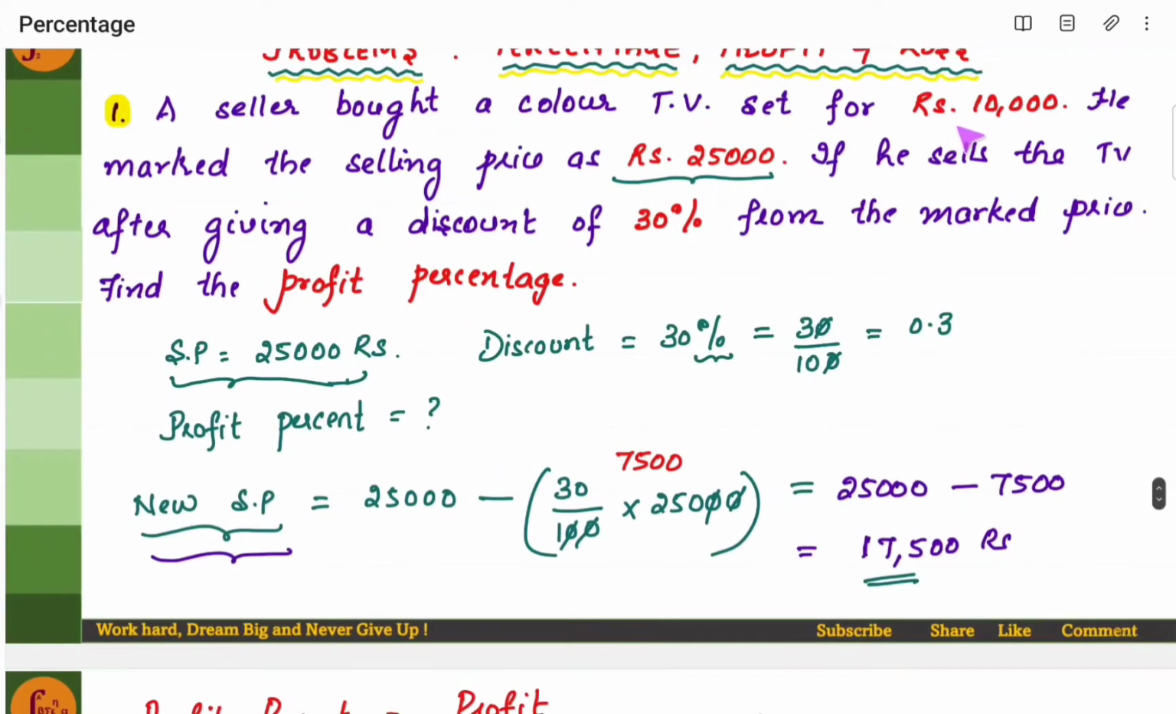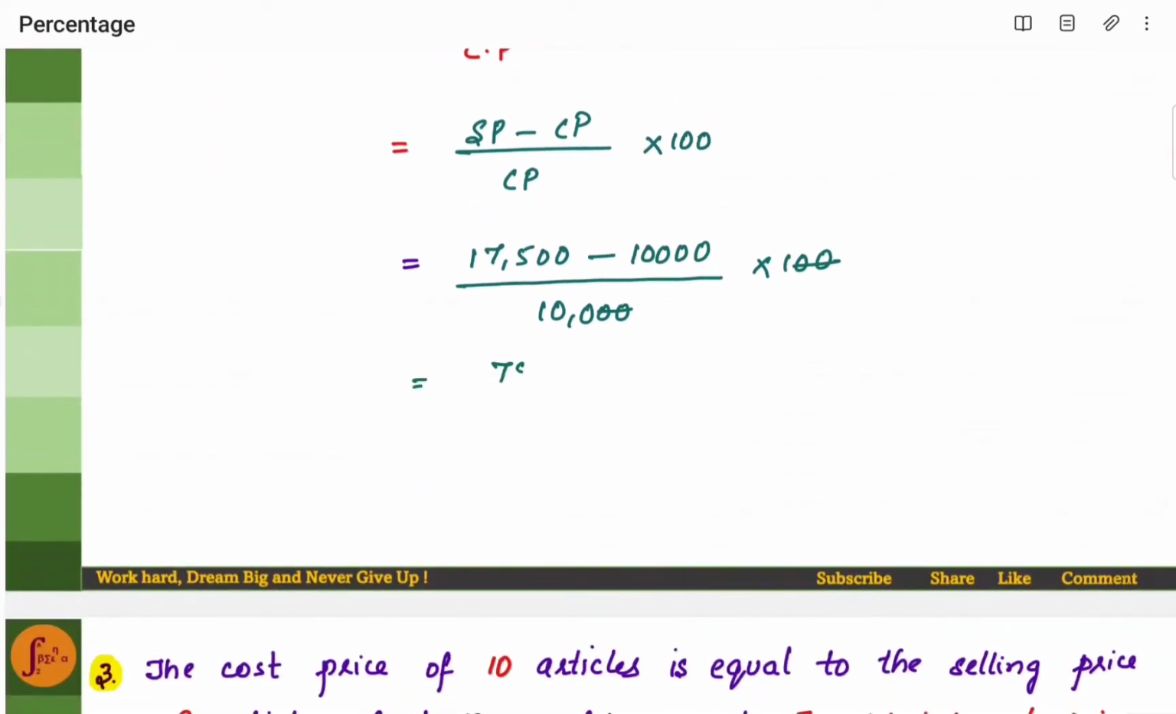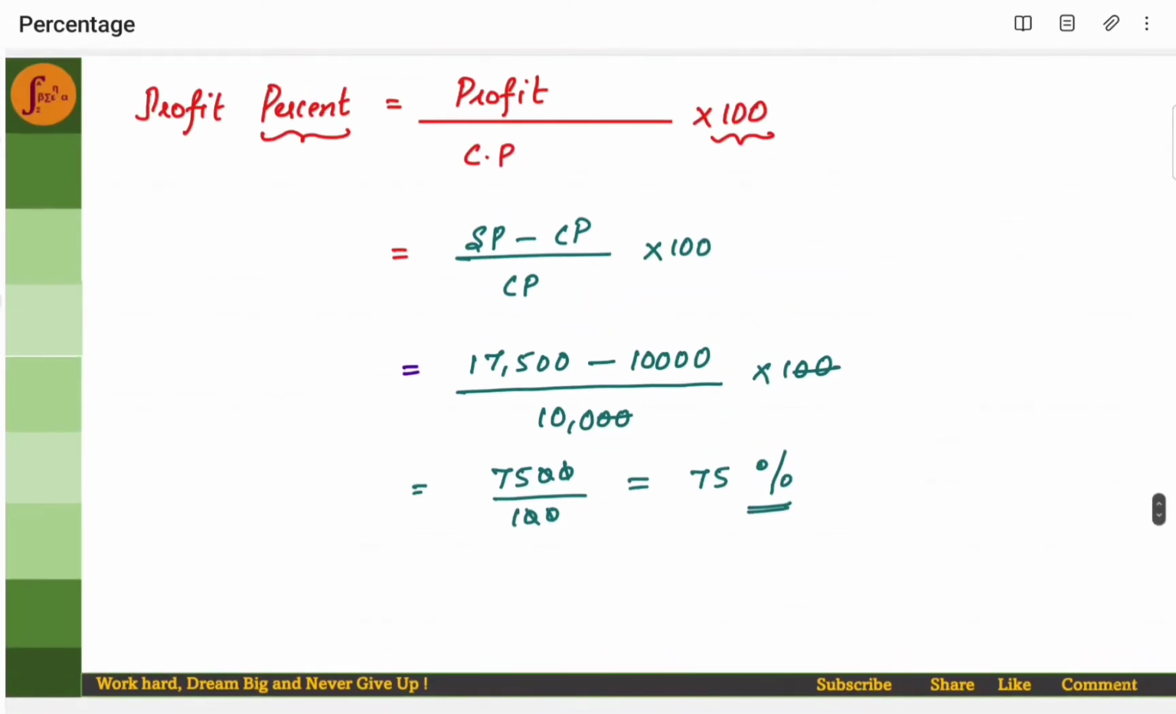What is cost price? Cost price is 10,000. He bought the TV for 10,000. We did not write the cost price. We need to write it. Cost price is 10,000 rupees. This is his buying price. So, minus 10,000 by cost price, 10,000, into 100. Now, if I calculate this, I'll get 7,500 by 100, which is equal to 75. 75 what? Percent. Let's not forget this because we are finding profit percent. So, the answer should be in percentage.